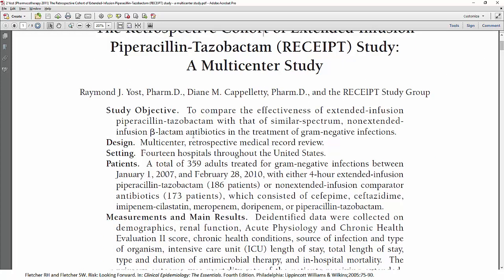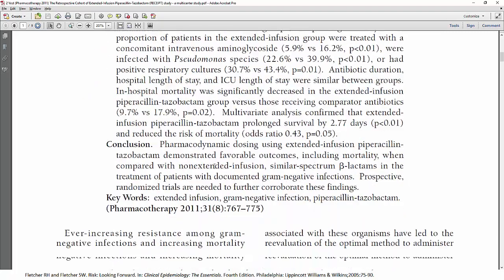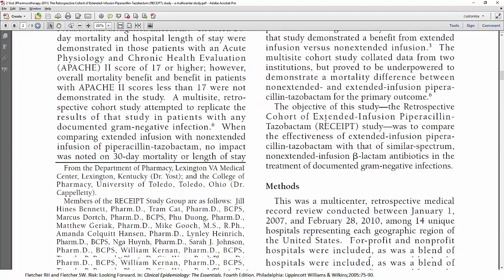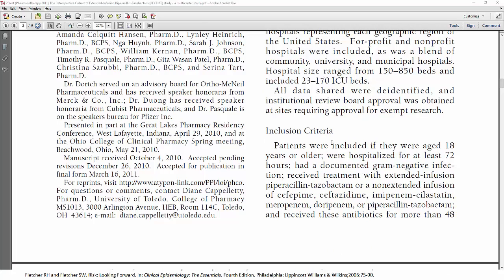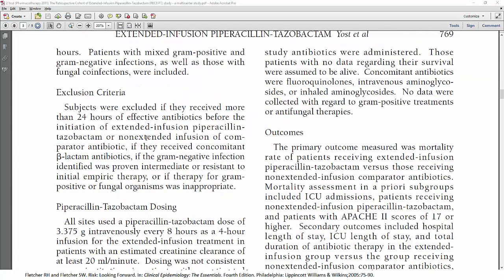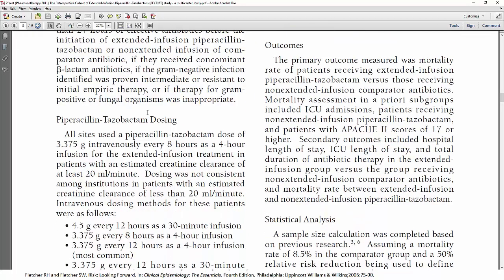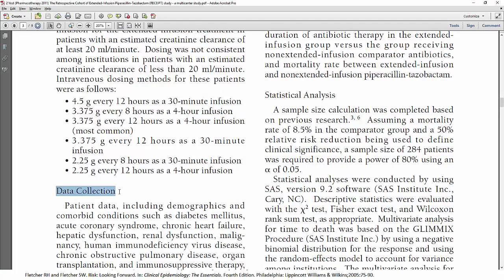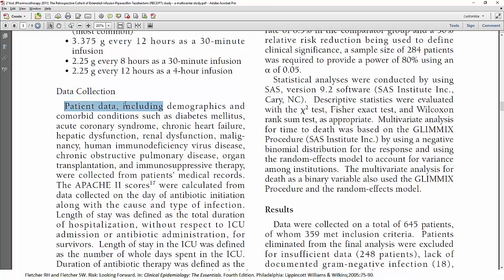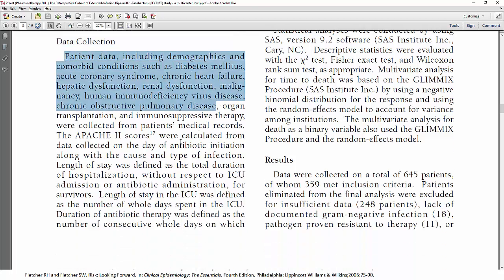Again, it tells you the abstract on page 1, but I'm just going to scroll down to the methods section. So they tell you what they did. This was a multi-center retrospective medical record review, conducted between this time period. And then they have inclusion criteria, so it tells you what kind of patients were included in the study and who was excluded. And then they have a section for data collection, where they tell you what kind of patient data they collected from the charts.